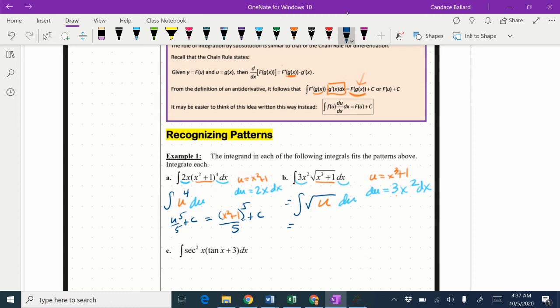I'm ready to integrate. I'm going to convert this to the 1/2 power. And when I integrate the 1/2 power, I get u to the 3/2 divided by 3/2, or multiplied by 2/3, plus c. And then I'm going to resubstitute that u back in. So 2/3 times x cubed plus 1 to the 3/2 plus c.